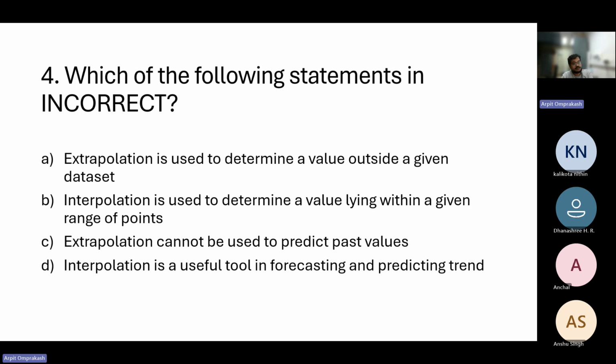Which of the following statements is incorrect? A, extrapolation is used to determine a value outside of a given data set. B, interpolation is used to determine a value lying within a given range of points. C, extrapolation cannot be used to predict past values. D, interpolation is a useful tool in forecasting and predicting trend. So we'll look at the statements one by one. So we are asked to find which of the following is incorrect. So A, extrapolation is used to determine a value outside a given data set. Yes, that's why we use extrapolation.